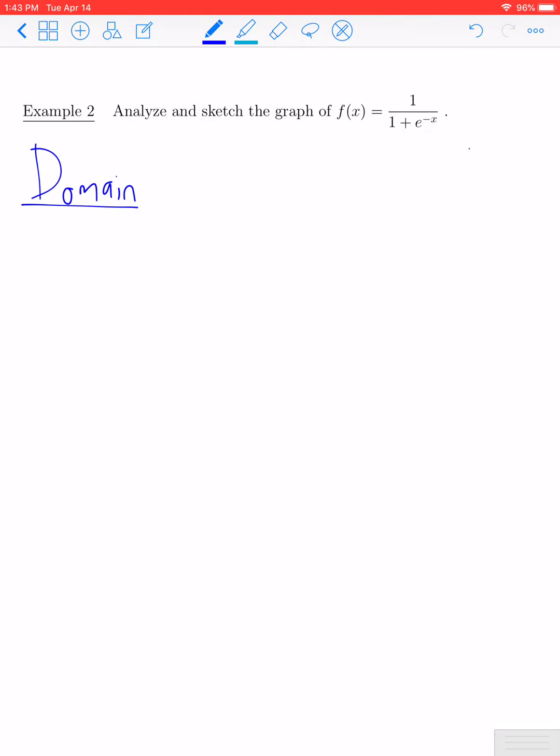We do have a denominator here, so we do have to be a little bit careful. When is 1 plus e to the negative x equal to 0? To solve this, you would subtract 1 from both sides. We would get e to the negative x equals negative 1. And at this point, most of you can stop and realize that there's going to be no solution to this. The exponential function is always positive. It's never 0, nor would it ever be negative.